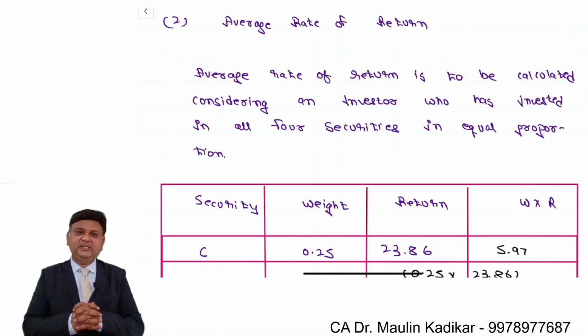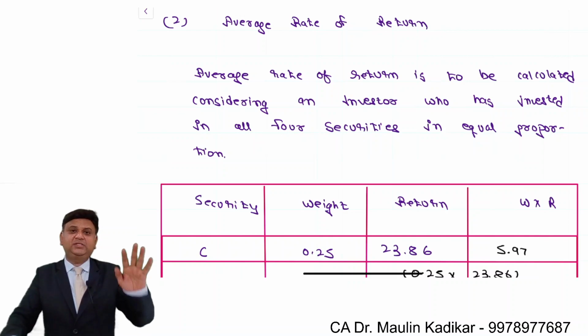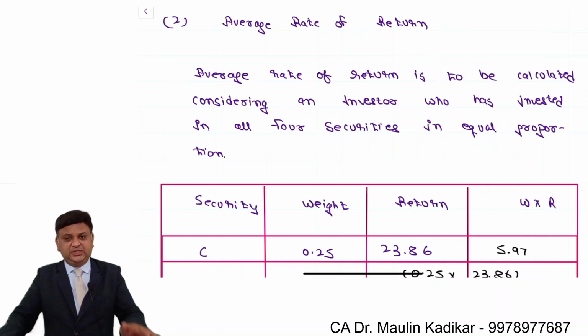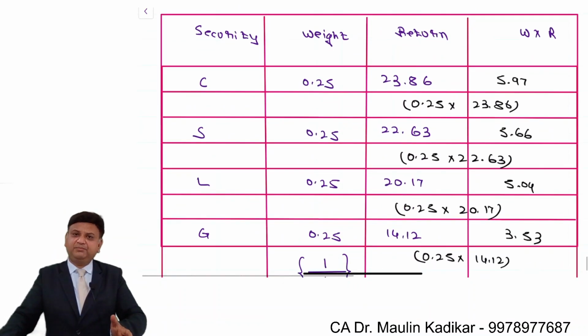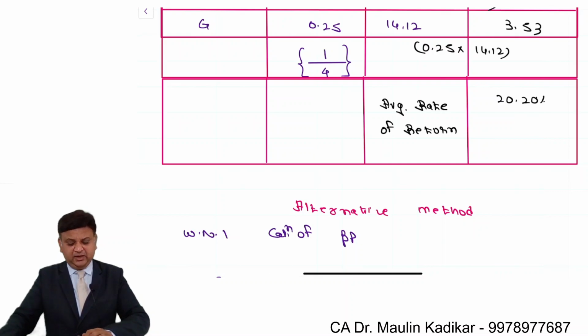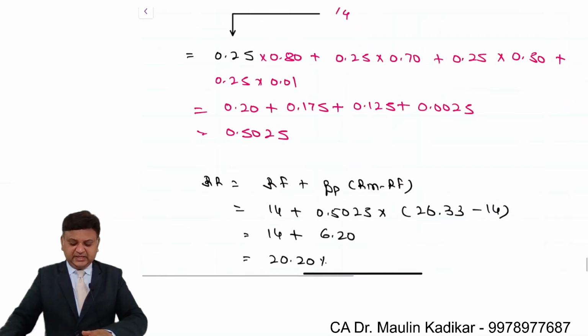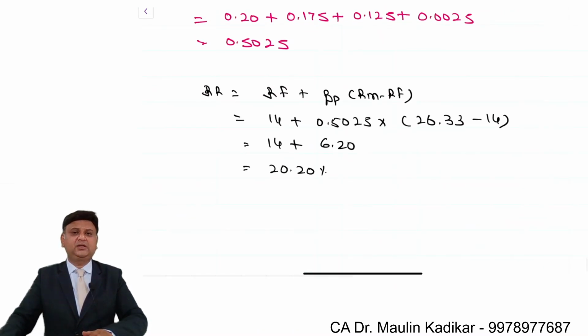What does it mean? It means that you are required to compute the answer considering the expected rate of return based on CAPM that you have found in the first part of the question, taking it in continuation. This is the way we are doing. So the average rate of return calculation, you can do as a simple weighted average. The proportion is 1/4 into the respective return. This is what we are doing, 20.20, or otherwise you can first compute the beta of the portfolio, that is again the weighted average, and then the required rate of return can be calculated.